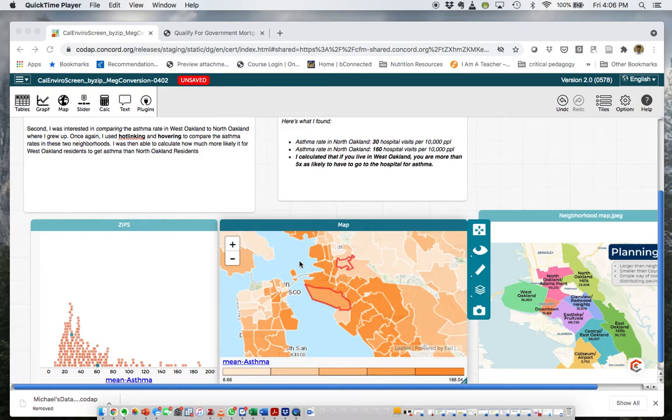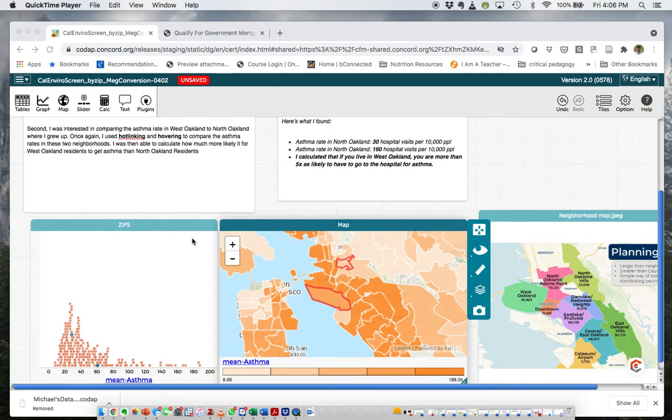Okay, so in this video, I want to talk a little bit about how you can use standard deviations in CODAP. I'm not going to really talk much about how a standard deviation is calculated, but what I am going to talk about is what a standard deviation means and how it can be useful to you.